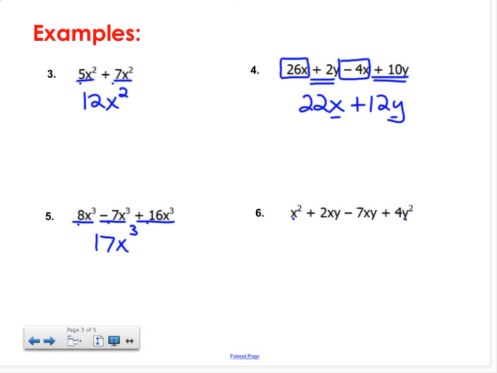I see one term with a y squared. I don't see any others. But I do see two terms with an xy. So these two variable terms can be combined because they have the same variables with the same powers and everything.